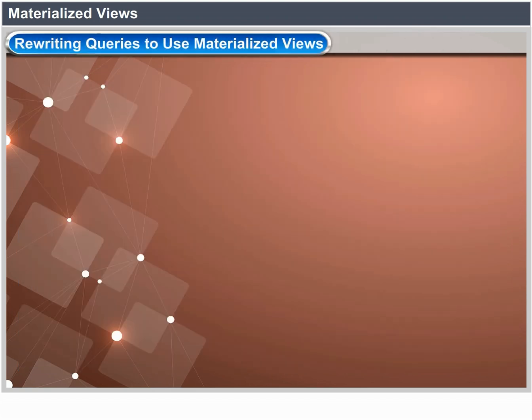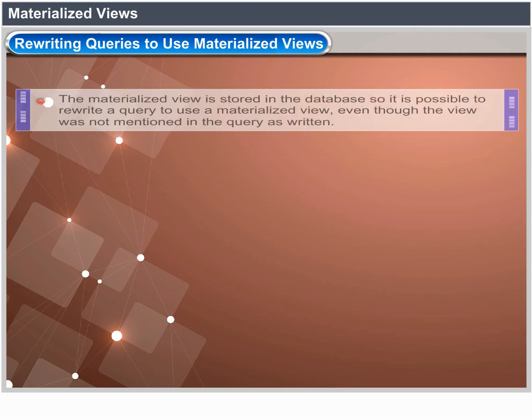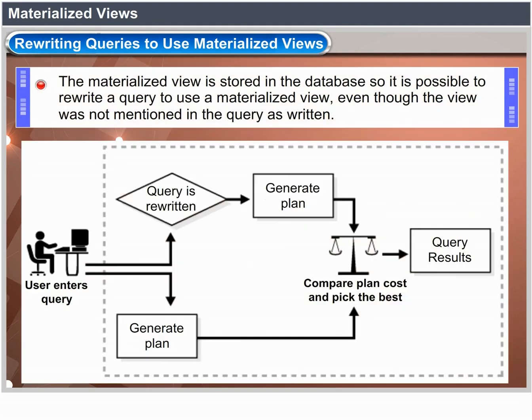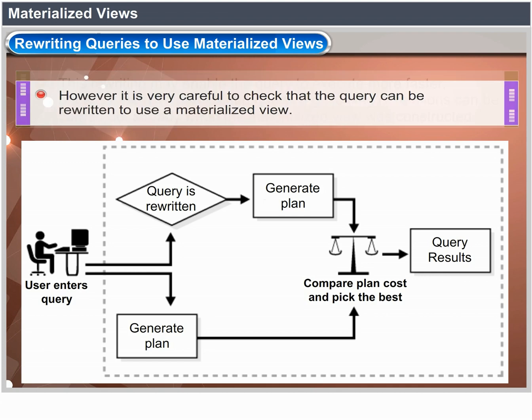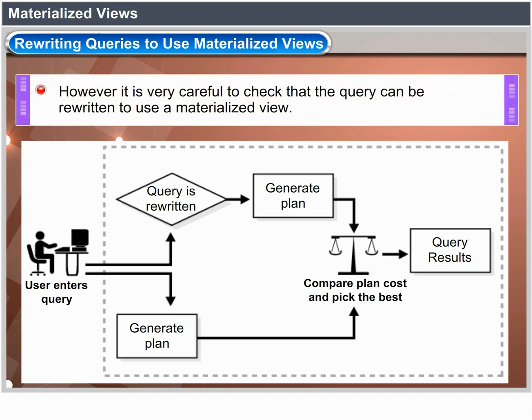Rewriting queries to use materialized views. Since a materialized view is stored in the database, it is possible to rewrite a query to use a materialized view, even if that view was not mentioned in the query as written. Such a rewriting may enable the query to execute much faster because the hard parts of the query, for example joining of relations, may have been carried out already when the materialized view was constructed. However, we must be very careful to check that the query can be rewritten to use a materialized view.